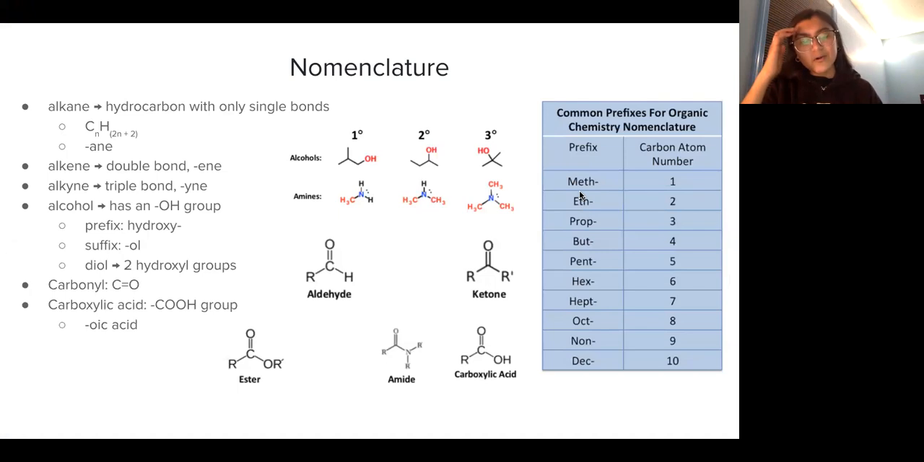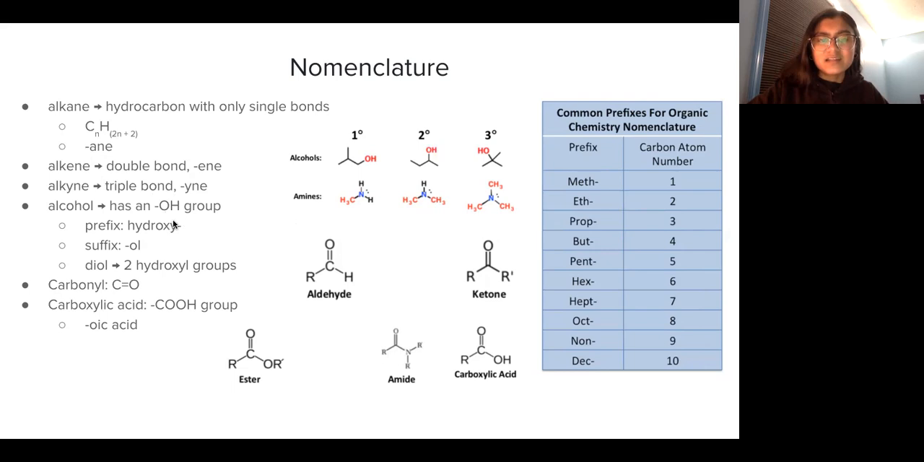Okay, for Orgo, first some general nomenclature. Alkanes are hydrocarbons that only involve single bonds. The general formula is: for the number of carbons that you have, the number of hydrogens will be twice that amount plus 2. Those will all end in -ane. Alkenes have a double bond and those end in -ene, so it matches the ending that you can see here. And the same goes with alkynes, which have triple bonds.